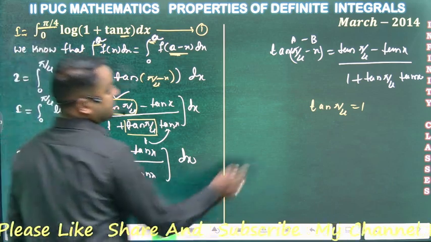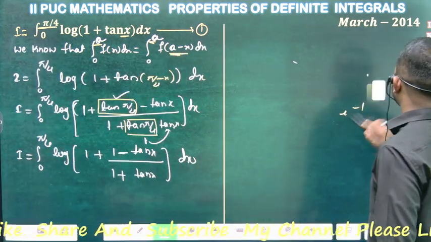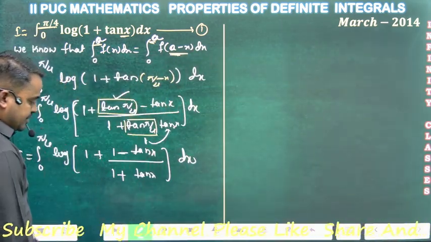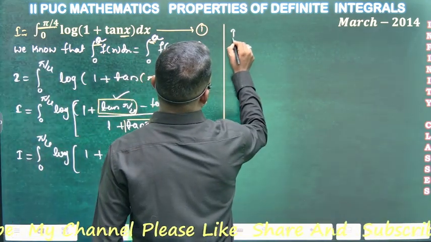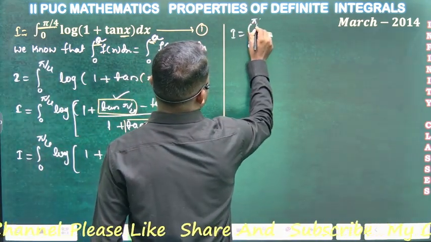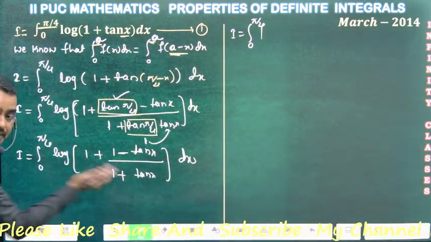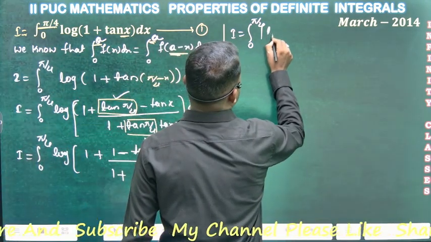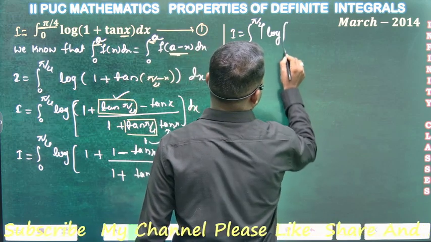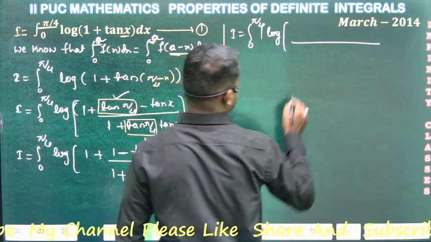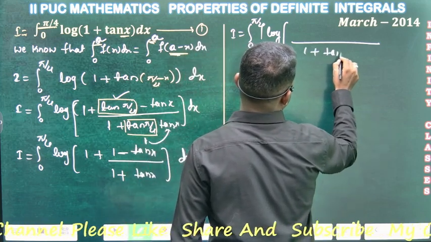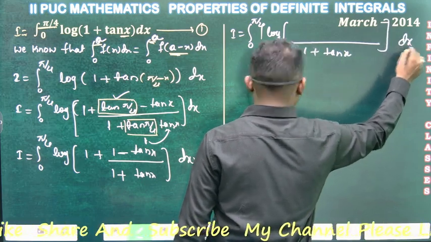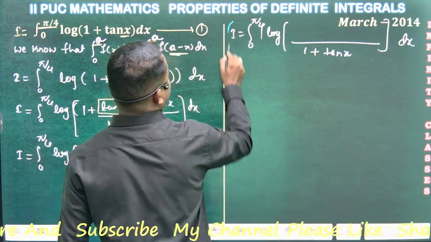So in the next step, I is equal to integration of 0 to 5/4. Now take the LCM and cross multiply. Write the log. The LCM here is 1 plus tan x, with dx.